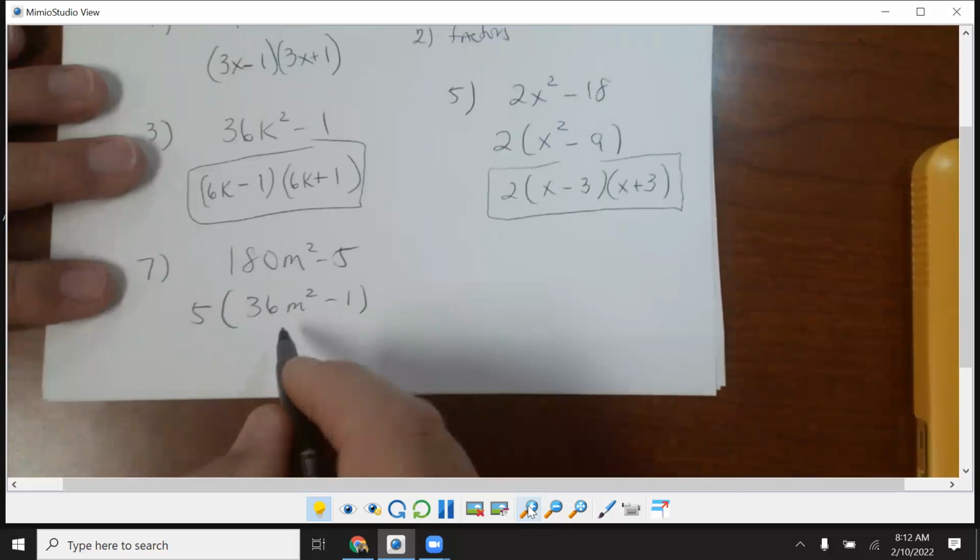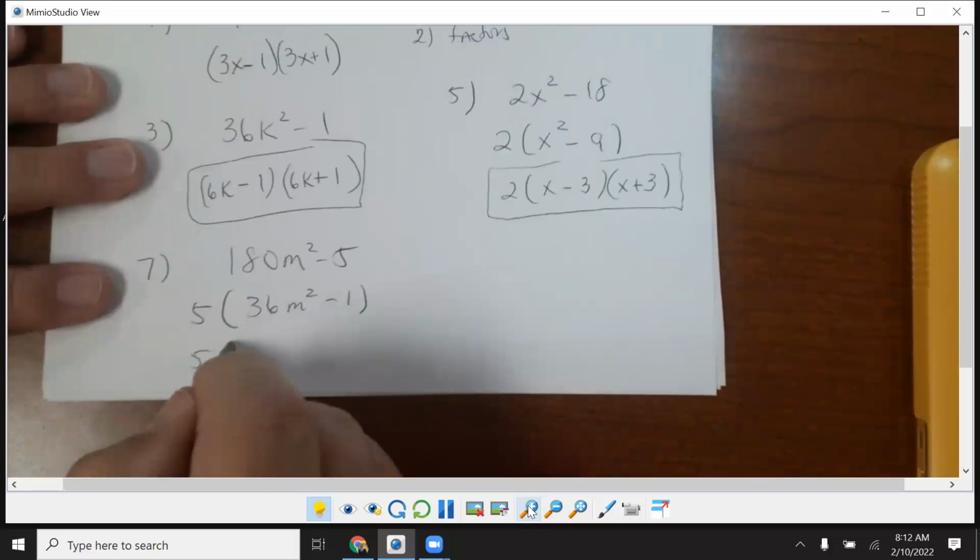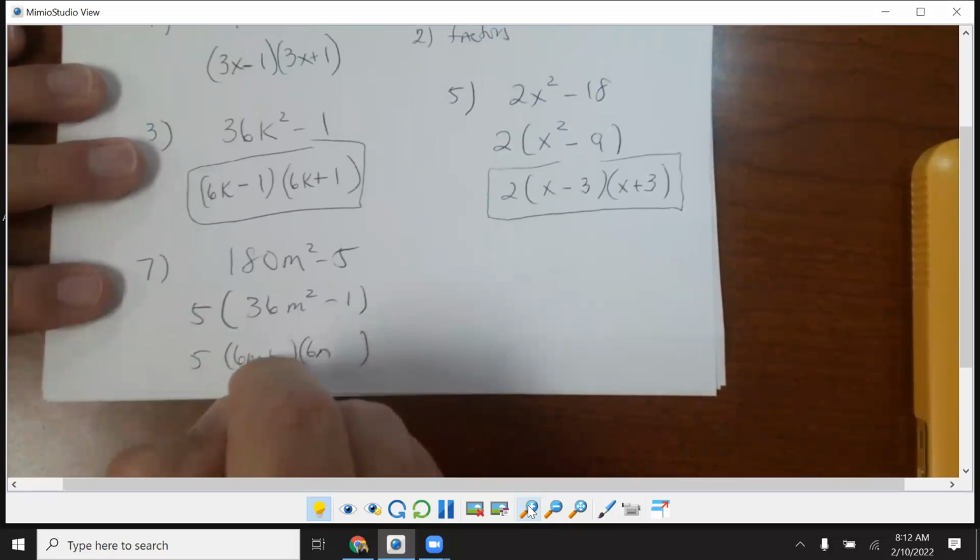Now you can see no middle term. So I'm going to write it in 2 parentheses. 6m plus 1, 6m minus 1. And that right there is my answer.